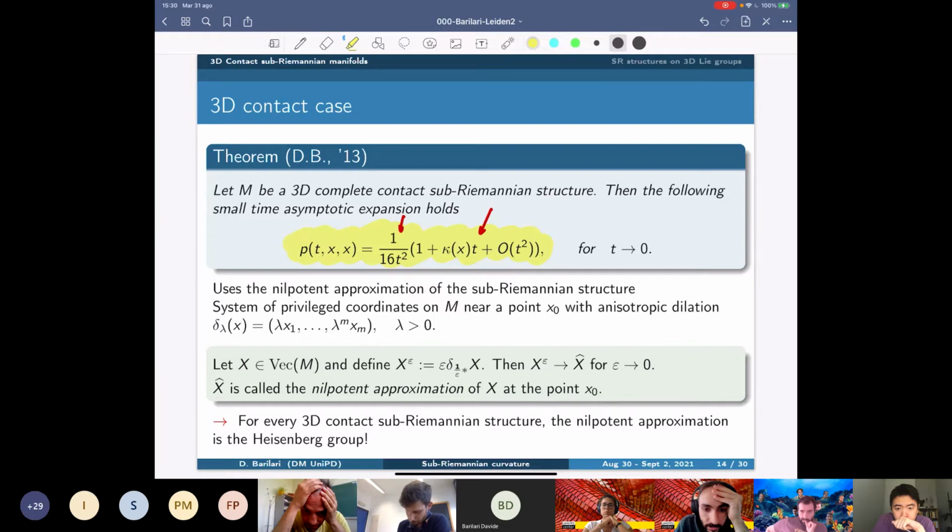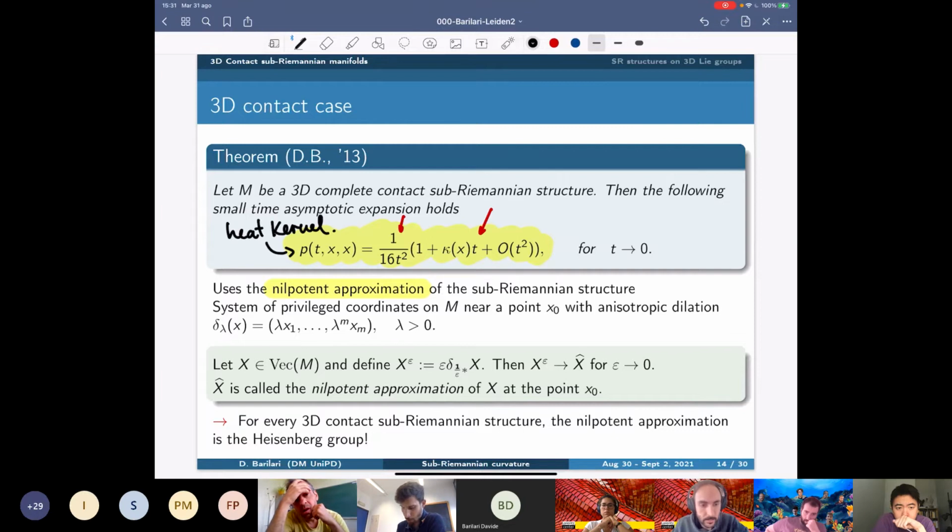Davide, sorry to interrupt. I think I got lost for a second. What were you talking about? Is this the heat kernel, or what are you doing now? What is this theorem again? Yes, this is this p. I'm sorry, maybe. No. Sorry, I think I just got distracted.